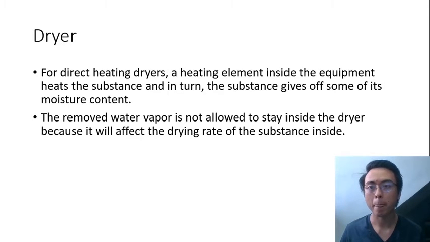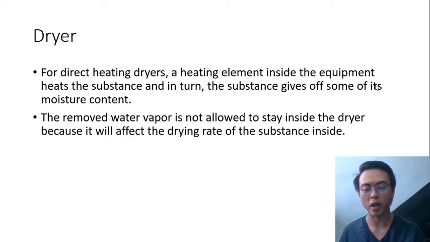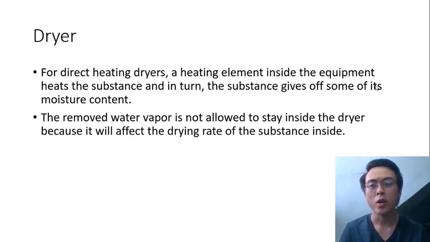Let's continue. Dryer. Okay. You already know what a dryer is. A dryer is a device that aims to remove moisture or a certain solvent out of a substance. So we are acquainted with the common process of drying in the drying of clothes after washing them. You might also be familiar with the drying of rice before it's milled and other processes involving drying. You have two types of dryers. The first type is a direct heating dryer, wherein a heating element inside the equipment heats the substance and in turn, the substance gives off some of its moisture content.